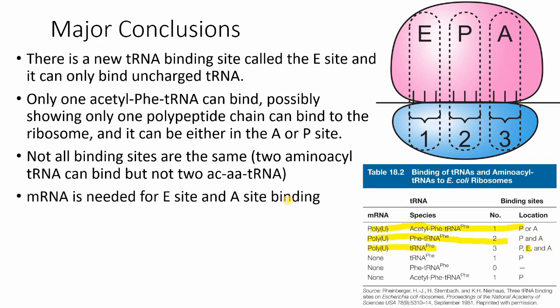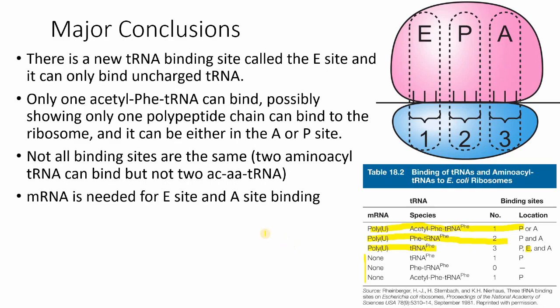And a final conclusion is that mRNA is needed for both E site and A site binding. So when we looked at these 3 cases right here, when we only had tRNAs but we didn't have mRNA, there was no E site or A site binding. So it seems like mRNA is helping the ribosome create those E and A sites, or it's crucial for E site and A site binding.